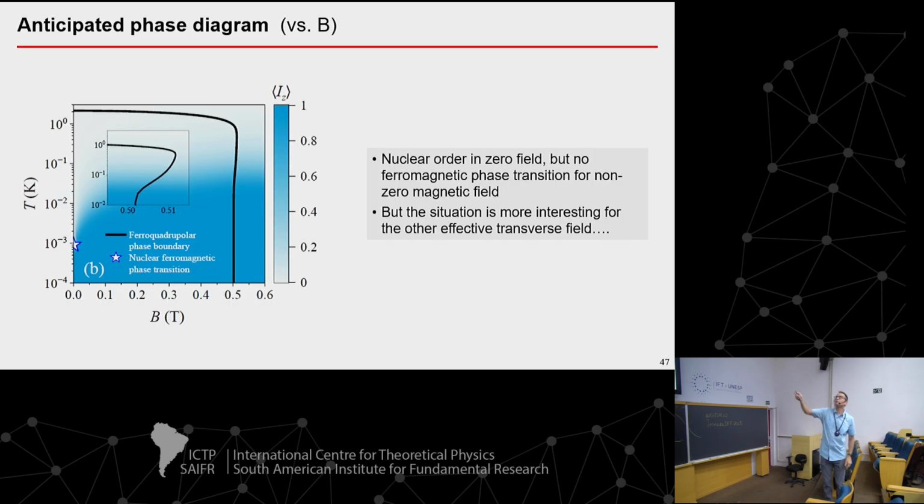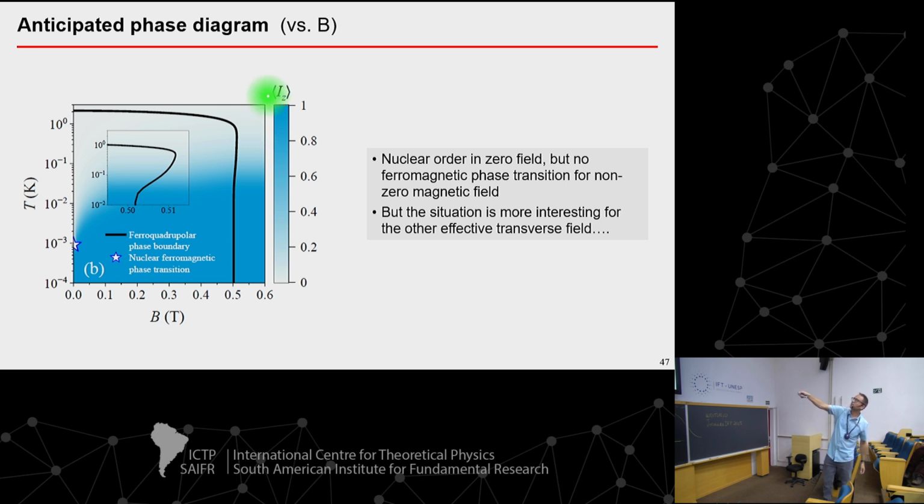So now this is just an anticipated phase diagram because we haven't measured to that temperature. But on some log scale of temperature versus field, we know what the ferroquadrupole order is doing, but now we have to put a critical point here for the nuclear order assisted by the 4f. That doesn't profoundly change this phase diagram.